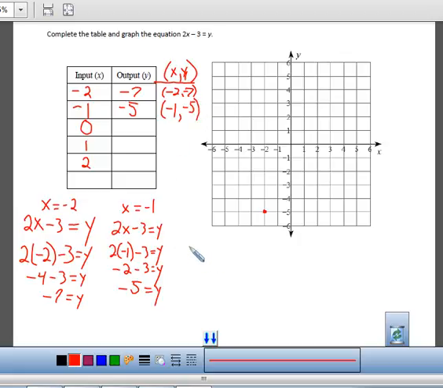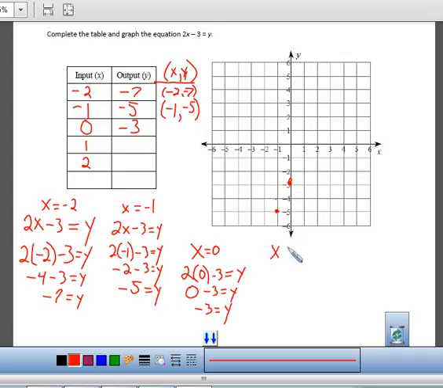So now we're going to do this for x equals 0. I'm going to jump right to the substitution part, because I need a little more space for this. So 2 times 0 minus 3 equals y. 0 take away 3 is -3. So when x is 0, y is -3. So I stay at the origin and just go down 3 and put another dot.